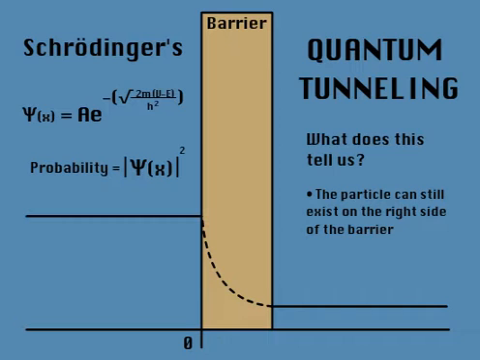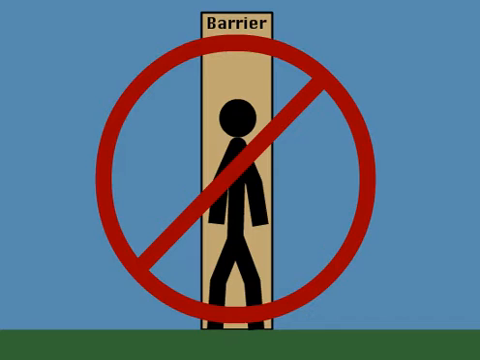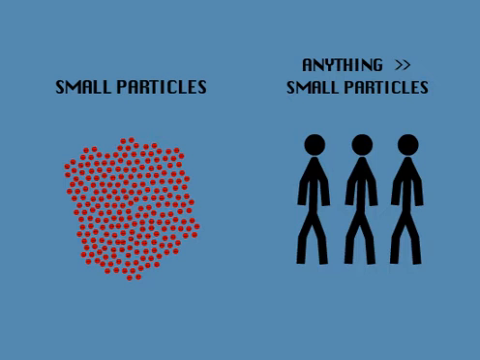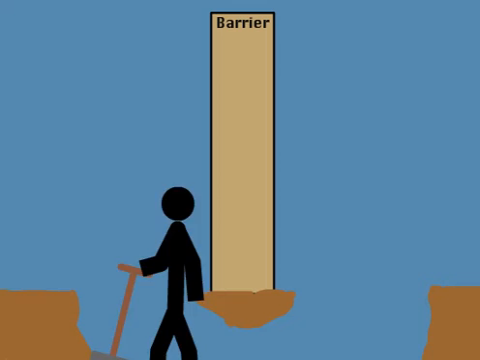Here is a human in a wall. Quantum tunneling cannot be applied here. This is because as the mass of an object attempting to cross a barrier increases, it ultimately decreases the probability of the human crossing to the right side of the wall. This is a perfect example that tells us that the quantum phenomenon only applies for small particles. Basically, the only way for the person to cross the wall is to dig an actual tunnel.